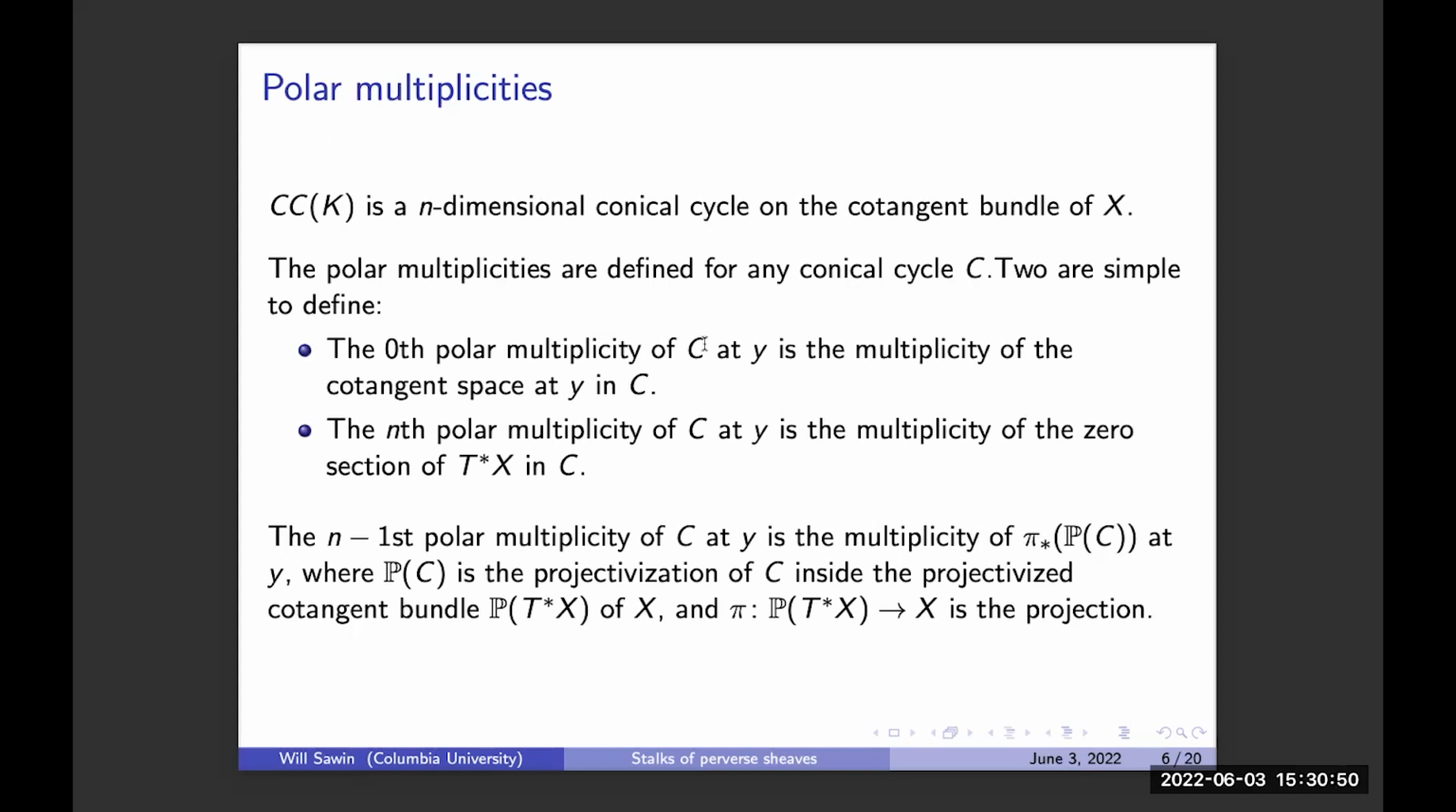And so as you get higher and higher, the polar multiplicities measure your cycle more and more spread out over the variety. They're interested in components of the cycle that are more spread out as i grows. And then they correspond to the cohomology groups being more evenly spread out over the variety.